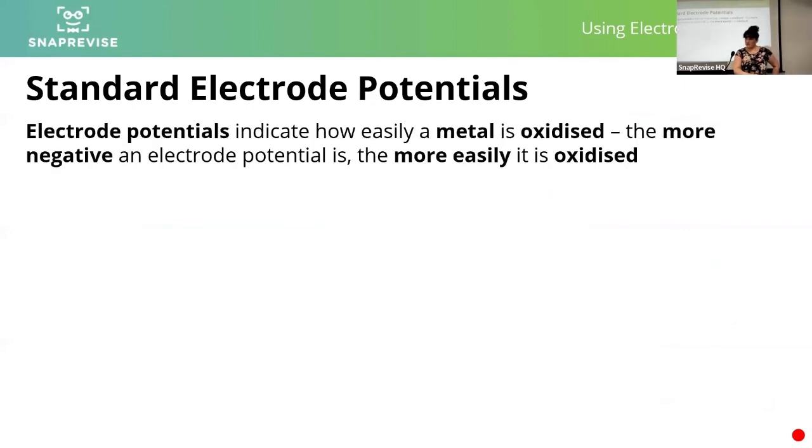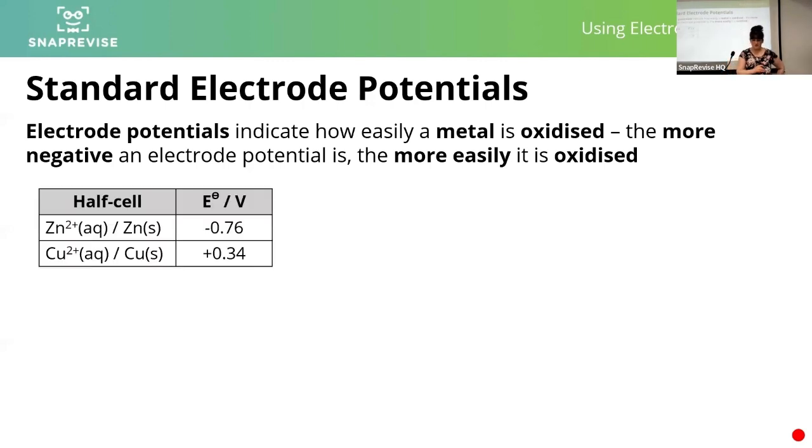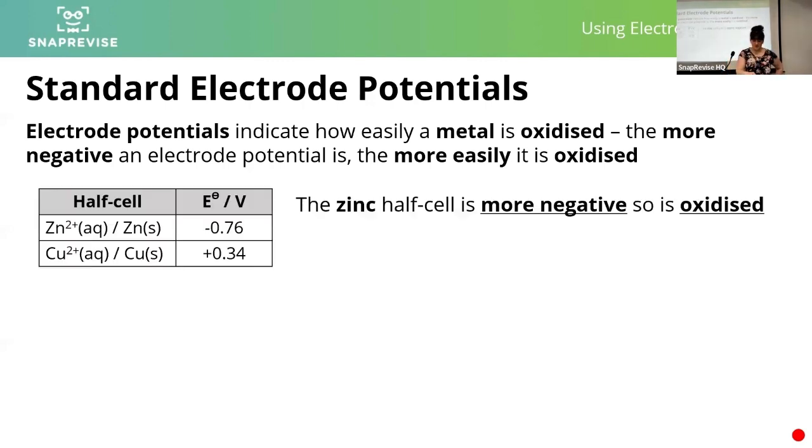Let's keep going. How are we doing for time? Okay. Right. So electrode reduction potentials indicate how easily, this is where I don't like it, how easily a metal is oxidized. I think they show how easily a metal is reduced. The more negative an electrode potential it is, the more easily it's oxidized. That's correct. Personally, I think about it in terms of reduction, because that makes it easier for me to understand what's going on. So a zinc half cell is more negative, so it's going to be oxidized.